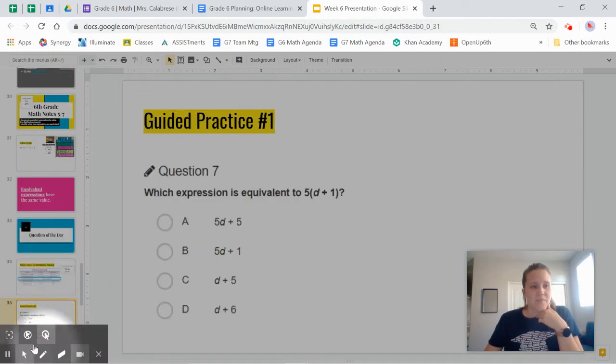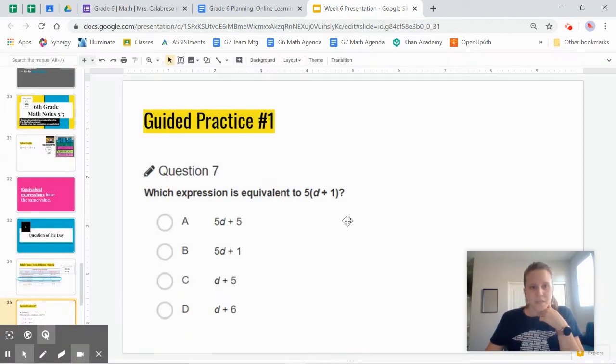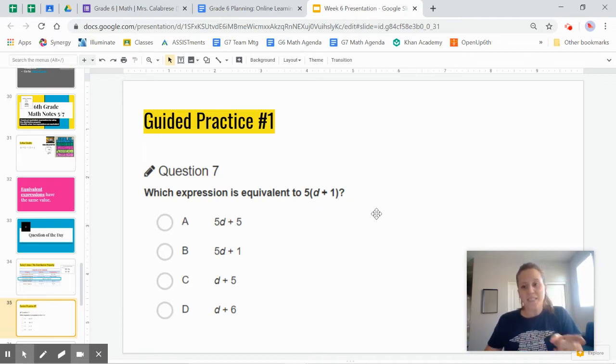Let's try a practice question. It says, which expression is equivalent to 5 parentheses d plus 1? Please take 30 seconds and select the answer that you think is correct, drawing those arrows on your paper.